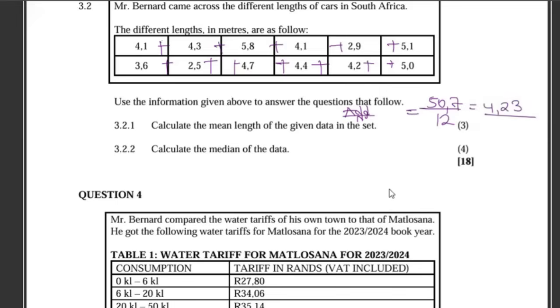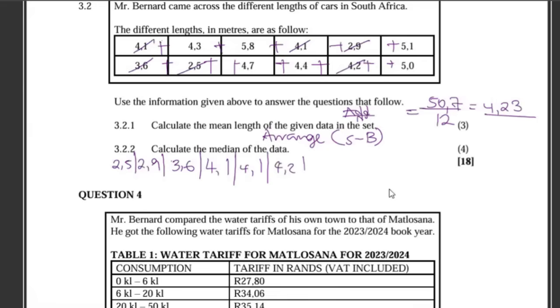Okay, calculate the median. Median, first you have to arrange from small to big. That's the first principle together. So here we have the smallest as 2.5. Then we have 2.9. Do you have any 3? Yeah, we have 3.6. We have 4.1, 4.1 there, then we have 4.3, no 4.2, 4.3.